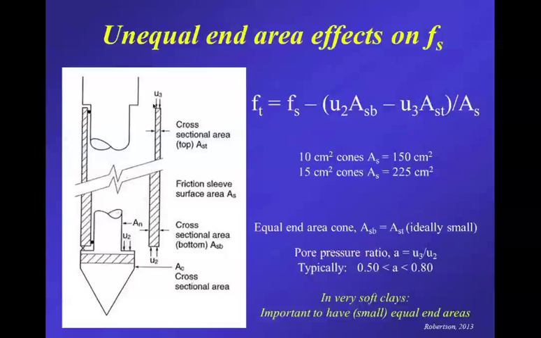Now you can make an assumption of what the ratio between the two are and make the correction, or it's usually a little bit better if you're using a cone that has equal end areas, so the areas at the end are equal, and so if there's equal water pressure then there is no correction, but with unequal water pressure there is a small correction. So as long as they're equal and if the areas are very small, then the correction is very small. So it's better to have small equal end area sleeves, and in fact some standards, ASTM actually, require cones to have equal end area friction sleeves to minimize this unequal end area effect.